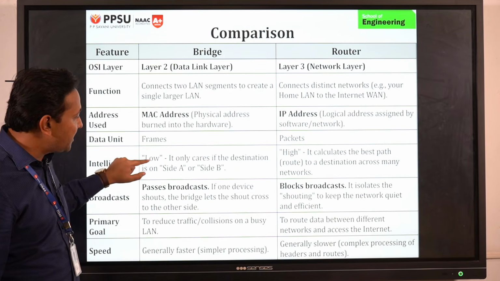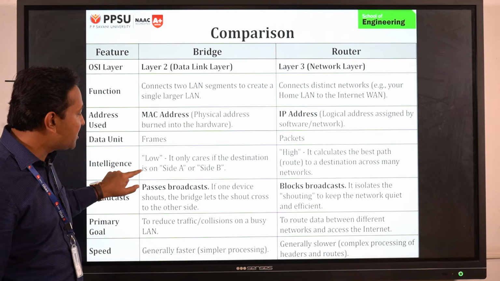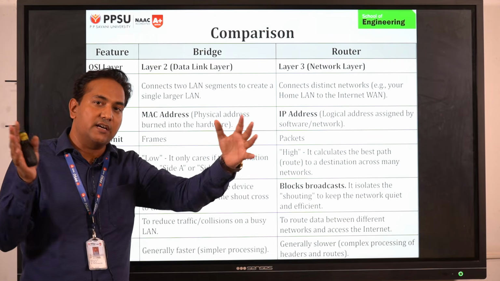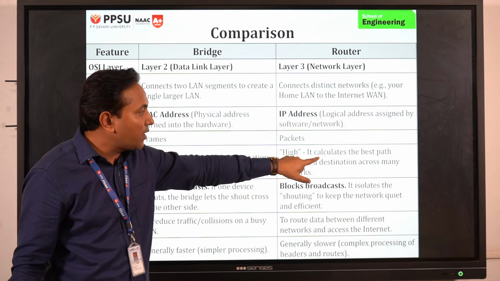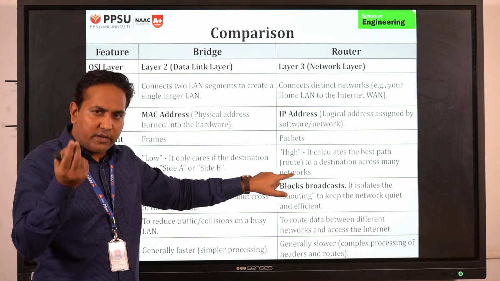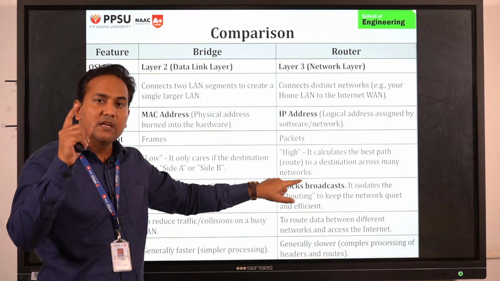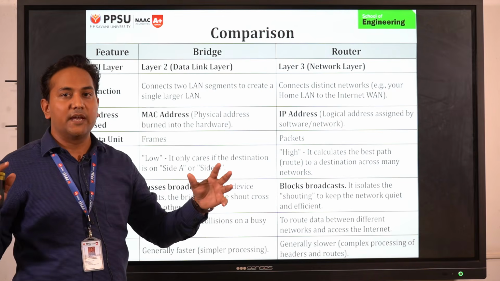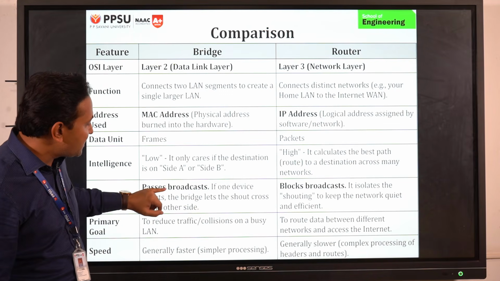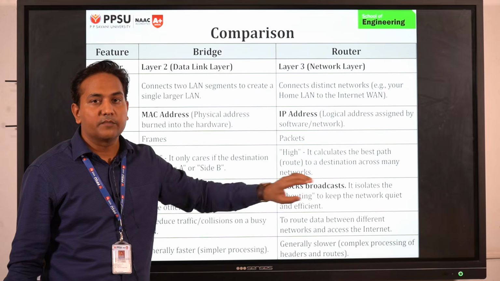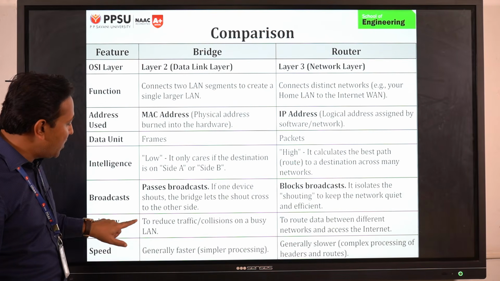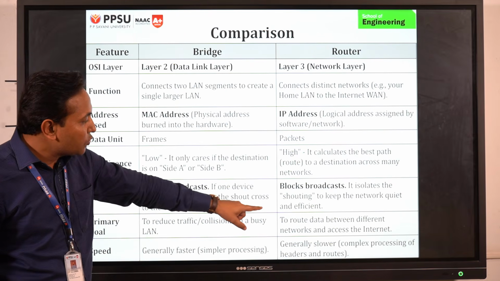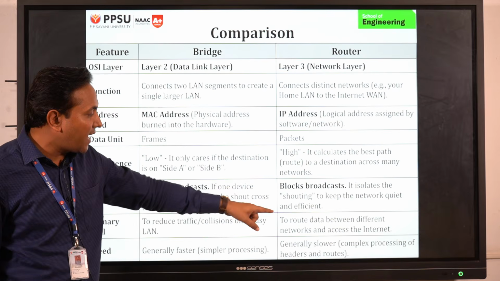The bridge has low intelligence; it only cares whether the destination is on side A or side B, because this device just divides the network. The router also calculates the best path, or shortest path, but not always the shortest, which is why we say the best path to the destination across many networks. On broadcast, the bridge passes the broadcast, while the router blocks it. The primary goal of the bridge is to reduce traffic collisions on a busy local area network; the router's is to route data between different networks and access the internet.